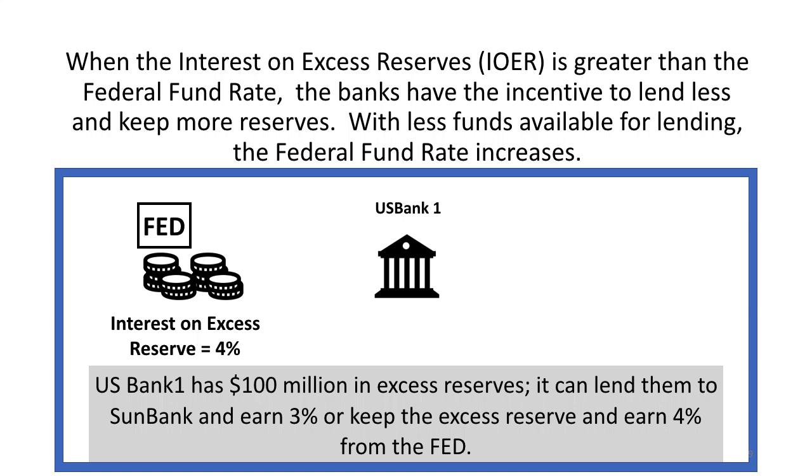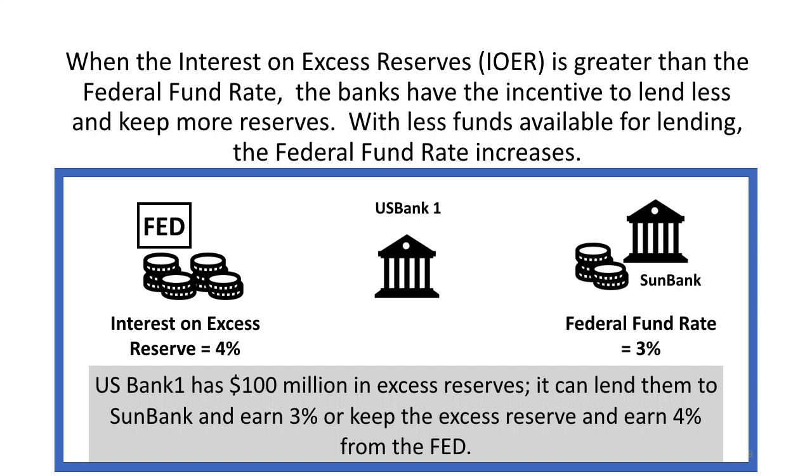Bank 1 has some excess reserve and it can earn money from the Fed because the Fed will pay 4% on these excess reserves. Or it can lend money to Sun Bank and earn the federal fund rate, which is 3%. What do you think US Bank 1 should do? Well, it will earn more money by keeping their reserves and not lending.